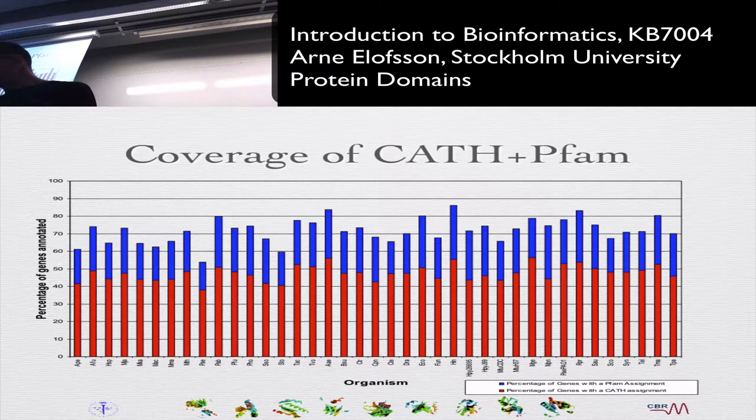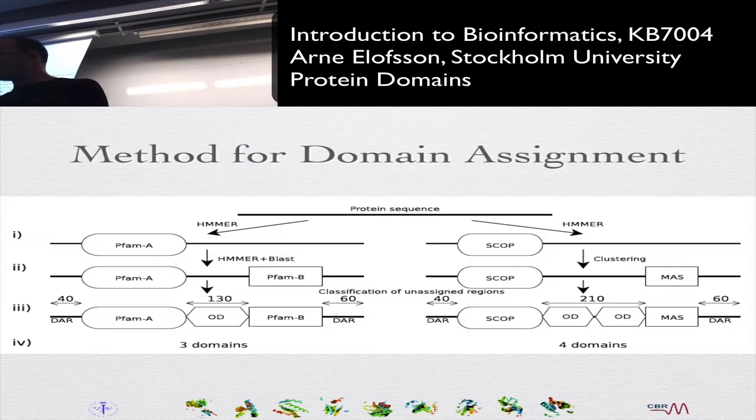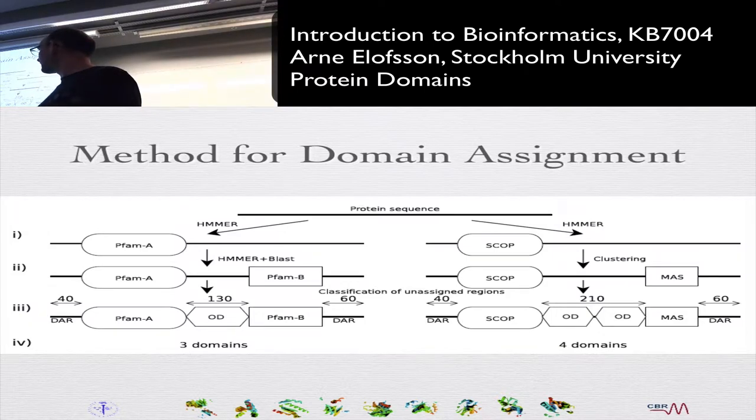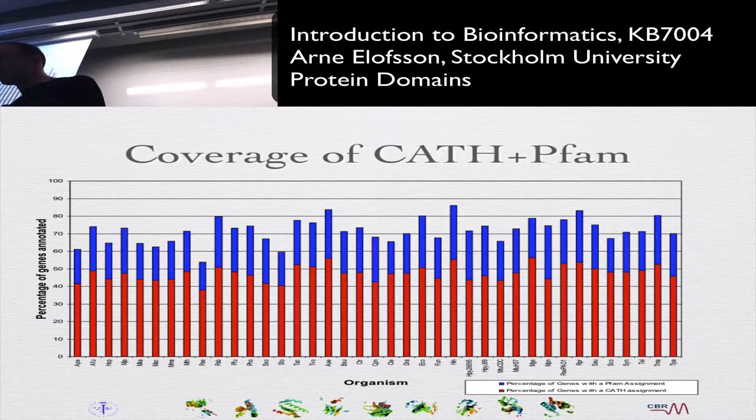So if you did this some years ago, we divided this type of proteins and tried to assign everything into different categories. We had a PFAM-A or SCOP classification, we had a PFAM-B or master domain classification, and we had what we call orphan domains. If they are longer than 100 residues, if longer than 200, we call them two domains. And then we have domain adjacent regions, so regions that are close to a domain but are shorter than 100 residues.